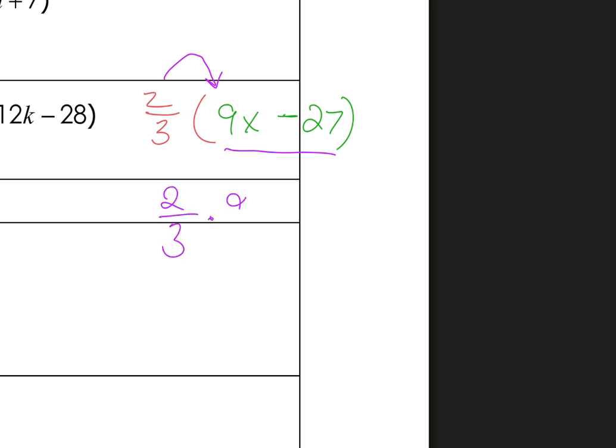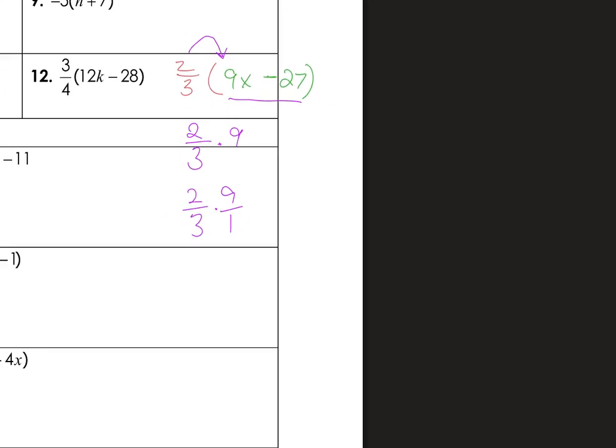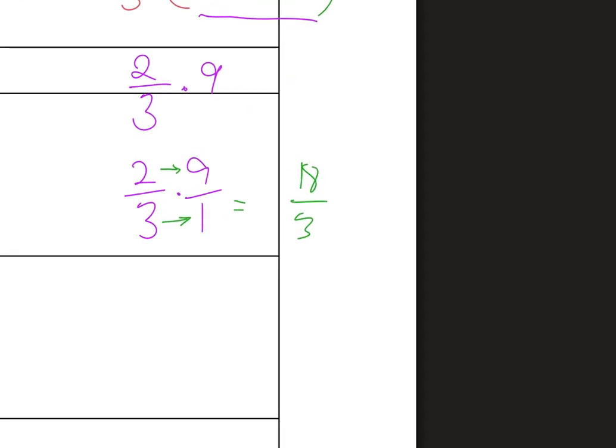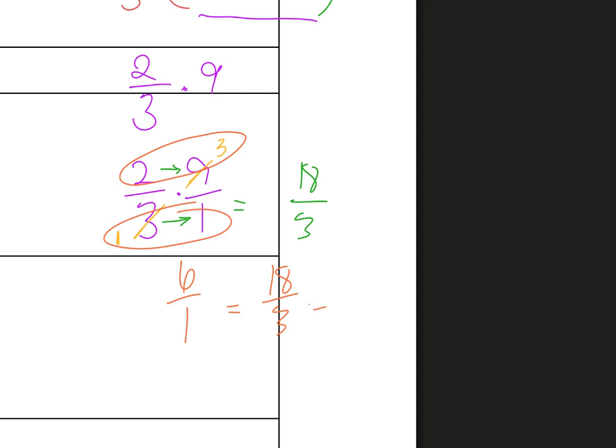2/3 times 9. Well, that's really 2/3 times 9 over 1. Now, if you're not confident, you're not comfortable, multiply straight across, and you get that. But if you are comfortable and more experienced, then what you can do is, 3 can be divided into 3 one time, and 3 can be divided into 9 3 times. So then you would get 2 times 3 is 6, 1 times 1 is 1. And guess what that equals? That equals 18 over 3, because if you divide 18 by 3, you get 6.